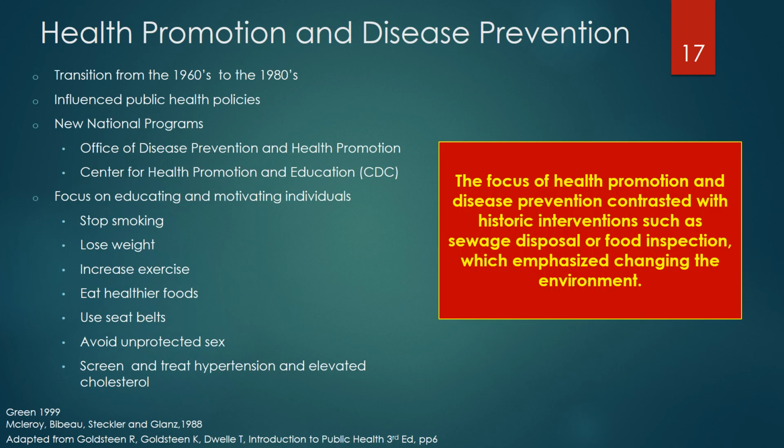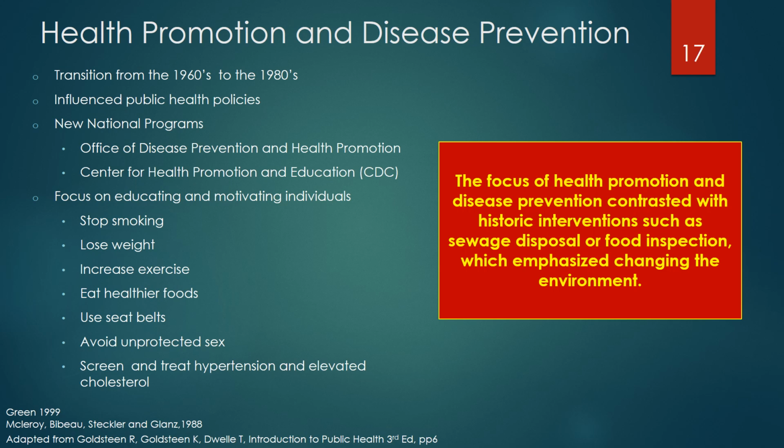By the 1980s, ecologic models transitioned to focus on educating and motivating individuals to stop smoking, lose weight, increase exercise, eat healthier foods, use seat belts, avoid unprotected sex, screen and treat hypertension and elevated cholesterol, etc., rather than focus on the context or environment influencing the health of populations and individuals. These models were titled Health Promotion and Disease Prevention.